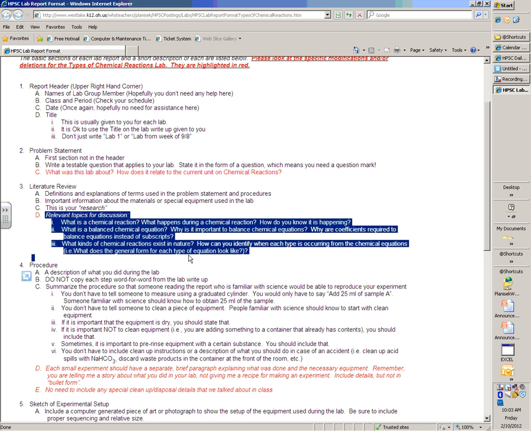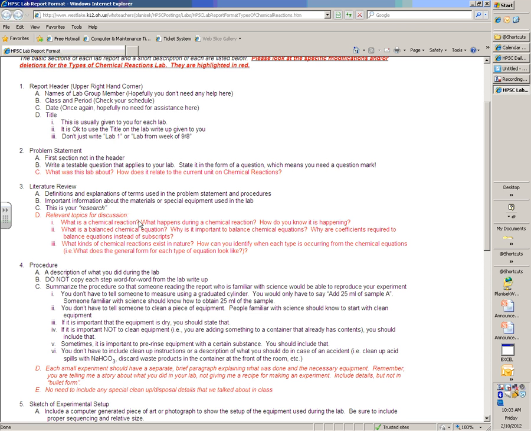There are 8 question marks in that little red section right there. That does not mean that your literature review needs to be 8 sentences long, right? I don't want you just to go through and go boom, boom, boom, answer this question, answer the next one. I want you to weave it into a coherent paragraph, okay? Those things need to be addressed, but it's not answering questions.